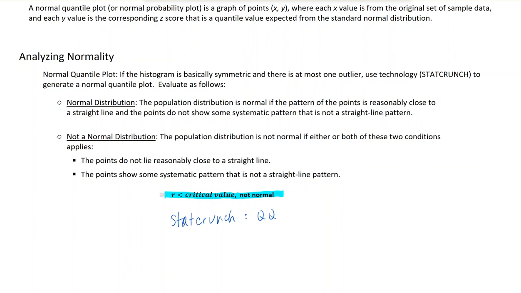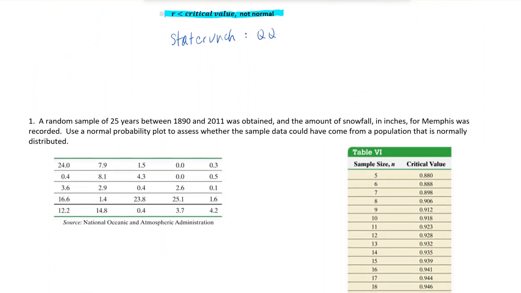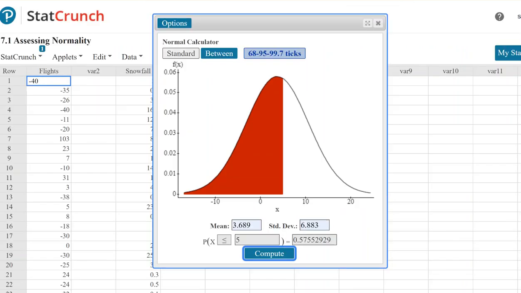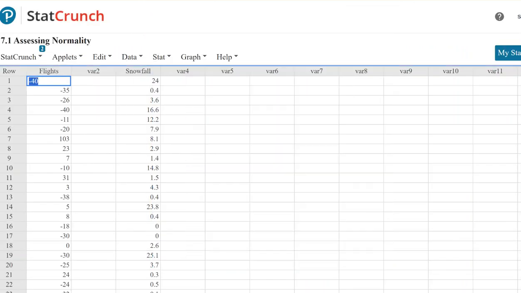So let's see what something like that looks like in this example. Here I have a random sample of 25 years between 1890 and 2011 for the amount of snowfall in inches for Memphis. And we want to use that normal probability plot and technology to be able to determine whether this sample data could have come from a population that's normally distributed. So here's the raw data on your screen, and we're going to switch now into StatCrunch.